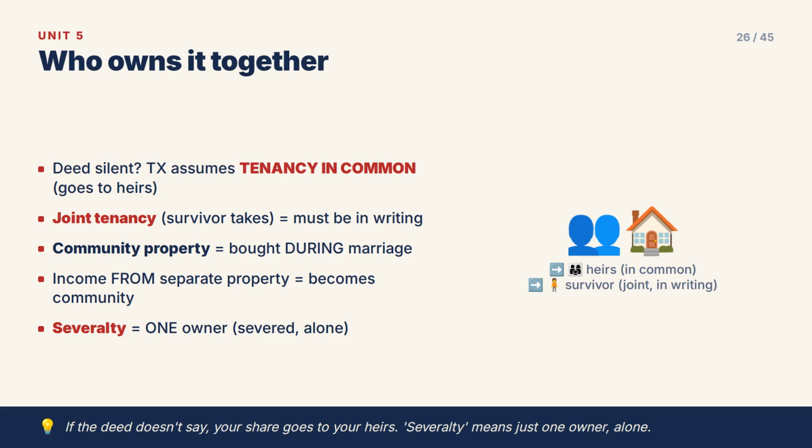Married couples: everything bought during marriage is community property. Separate property is what you brought in, inherited, were gifted, or bought with separate funds, but watch it. The income from separate property becomes community. Spouse dies without a will. If all the kids belong to both spouses, the survivor gets all the community property. If there are stepchildren, the survivor keeps half, and the other half goes to the deceased's kids. And severalty, despite the sound, means one owner severed from everyone else.